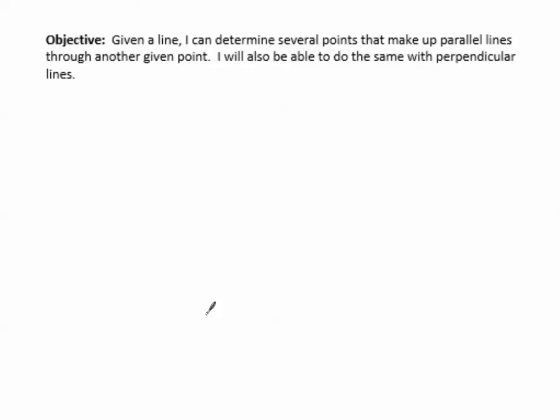Okay, so our objective today is, given a line, I can determine several points that make up parallel lines through another given point, and I can also do the same thing with perpendicular lines.